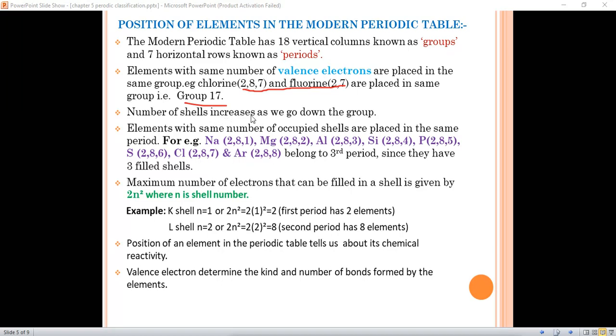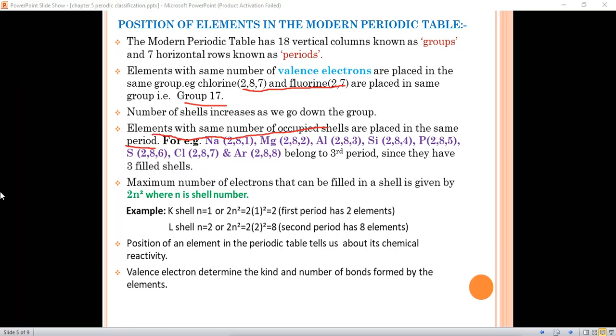The number of shells increases as we go down the group. If we move from top to bottom in a group, what happens? The number of shells increases. So obviously the size of the element will also increase if we move from top to bottom. Elements with the same number of occupied shells are placed in the same period. If we move in a period from left to right, what will happen? The number of shells remains the same.